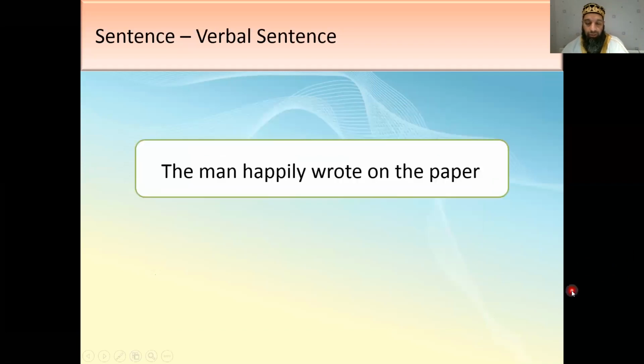Right. Okay, the man happily wrote on the paper. I was maybe getting a bit carried away doing this, but the man happily wrote on the paper. Where is the doer of the verb? The man, he did the writing. What is the thing that the verb is done to? Paper.